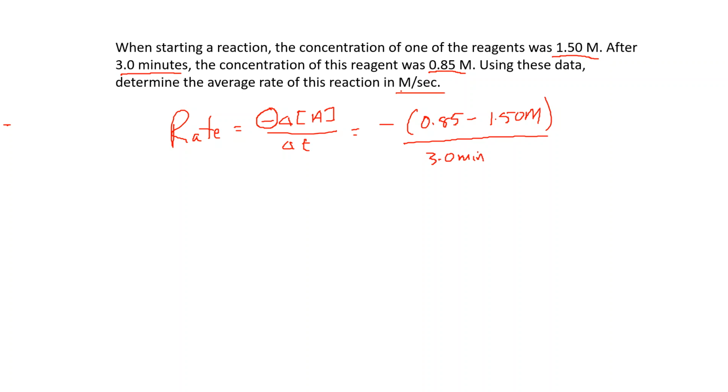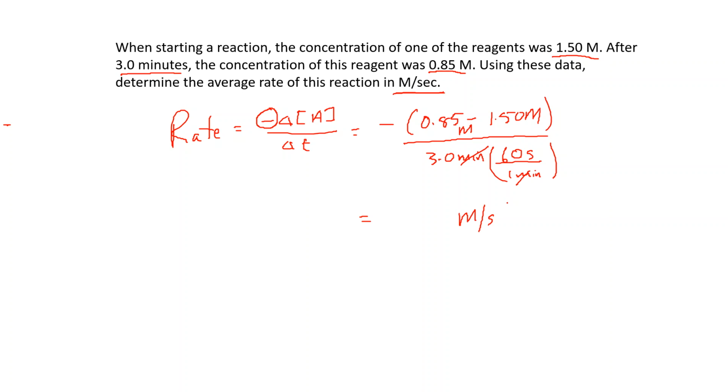However, please note that the question is asking for the average rate in M per second, right? So that means you have to change the minute value or convert it to seconds. We know that there are 60 seconds in 1 minute, and we just do our math from here. In terms of the units, M should be here. The minutes will cancel out, so you're going to end up with M over s as your final unit. So let me do this calculation here.